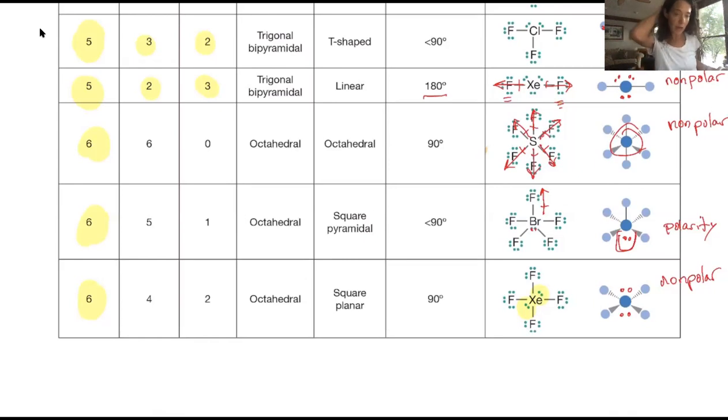And you have to write that. Explain why it's non-polar. The dipoles cancel. That's it. That's why it's non-polar. Okay, even though it has polar bonds, the dipoles cancel. That's all you got to say. This dipole cancels this dipole, and this dipole cancels this dipole.